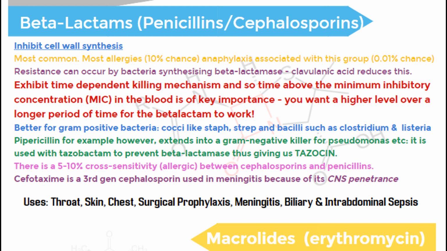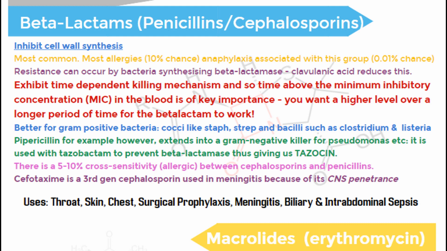You want a higher level over a longer period of time essentially for the beta-lactam to work, and that's the rationale with IV antibiotics, and that's why they're more frequent. So gentamicin you'll see once daily, because it has effect beyond the time in which its serum concentration is above that minimum inhibitory concentration, whereas beta-lactams need that high concentration. That's why you can give tazocin 3 times a day in some people, to keep that serum level high, whereas gentamicin only needs once daily dosing.